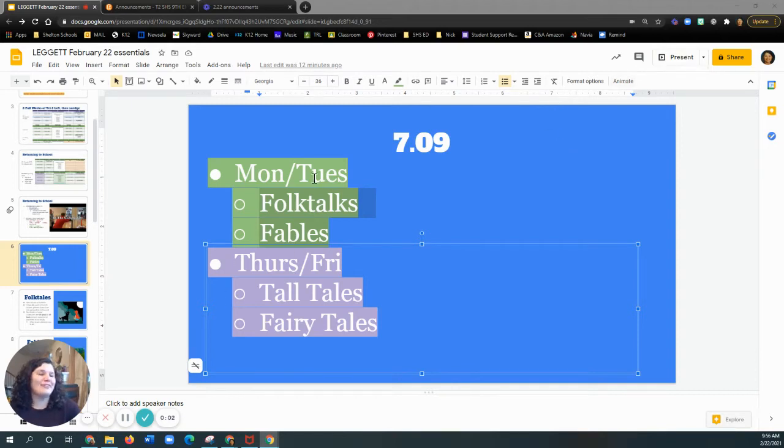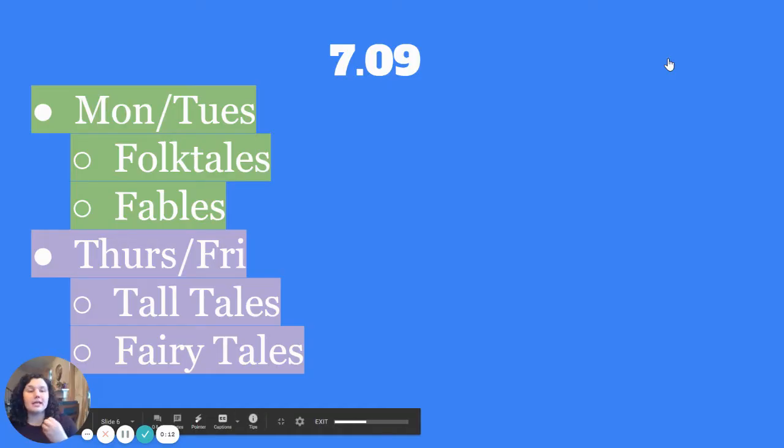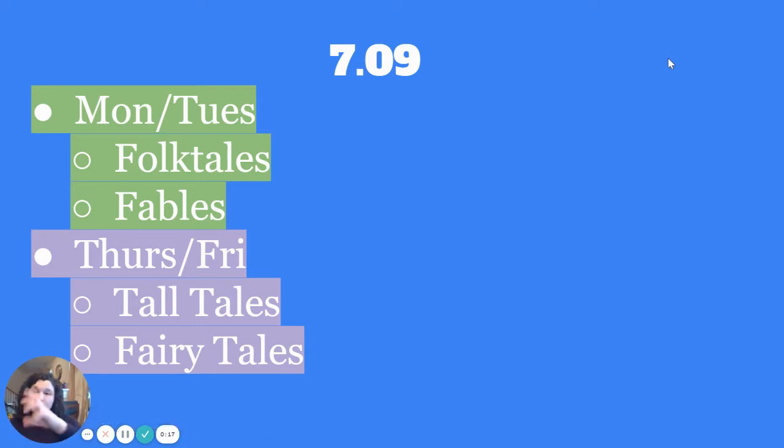All right. First half of 7-9. We're looking at not folk talks, folk tales. Folk tales and fables. The reason why we're looking at these is because they're a genre of writing. And so Unit 7 is all about different genres and different styles of writing. And one of the styles of writing is folk tales and fables.